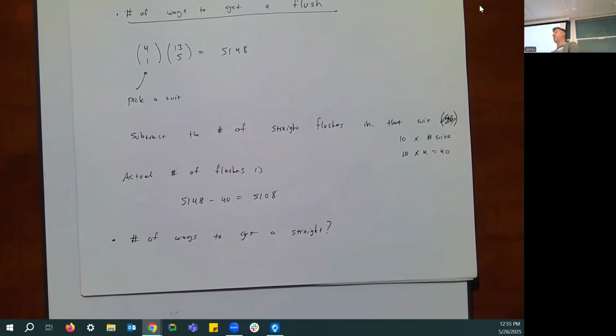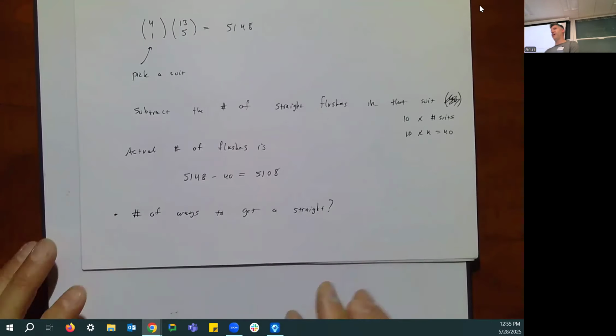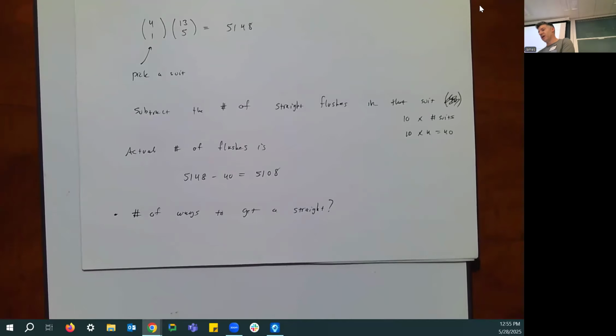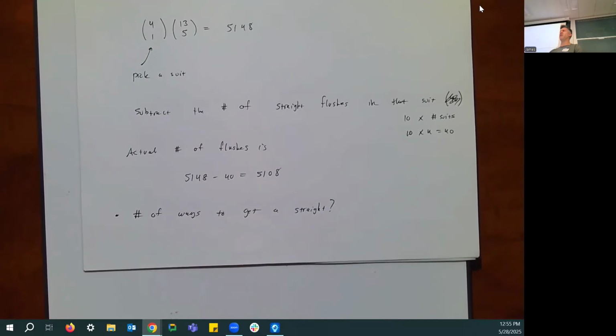We're not going to do that, but I'll remind you, if you count up all the ways you can get a straight, well, some of those are going to include the straight flushes as well. In fact, let's just do it. Now I'm like, we could just leave it, or we could do. So, how many ways to get a straight?